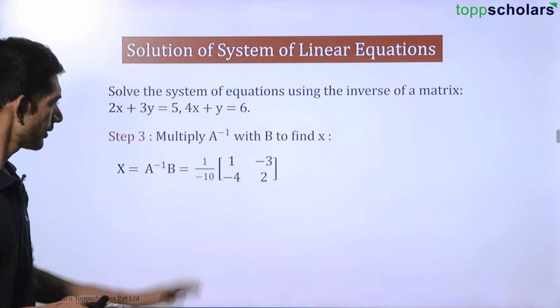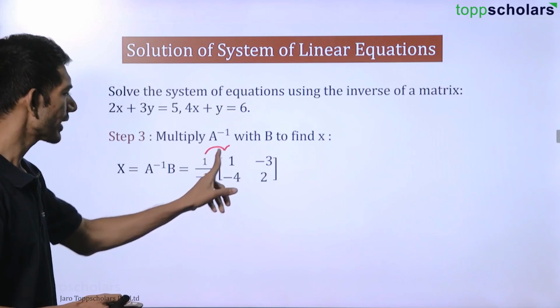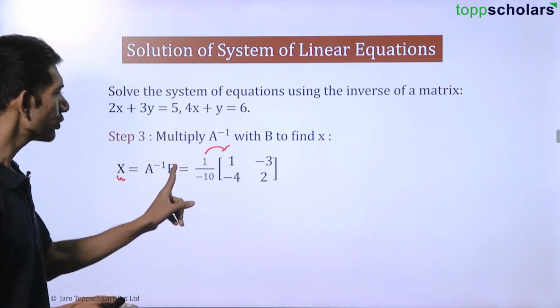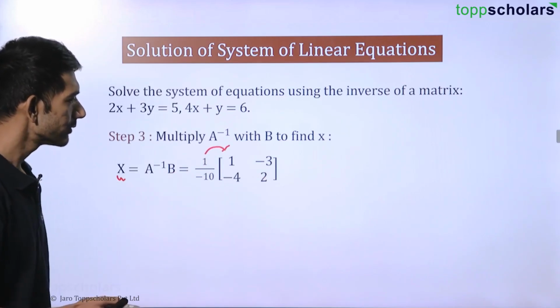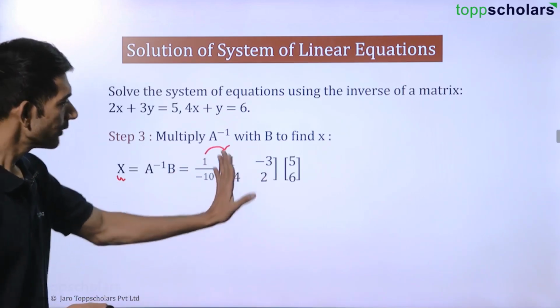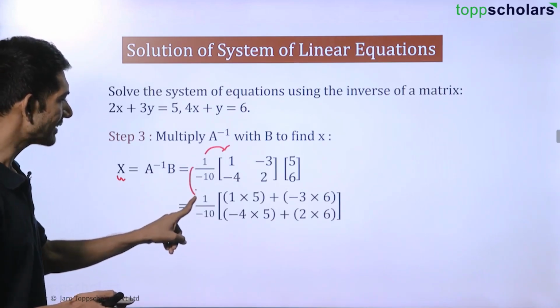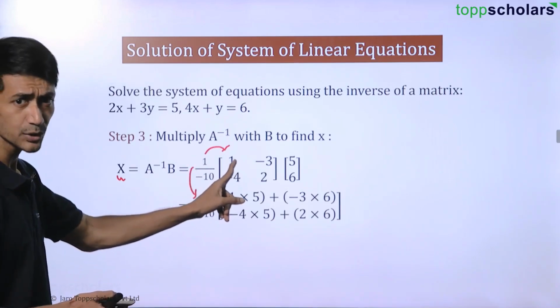Correct? Obviously, you can multiply it here or you can keep it like this only. And then to get x, you need A inverse into B. B you need there, so let us take B as well. Now you multiply these matrices. Keep 1 by minus 10 as it is, or else if you want to multiply here first, you do that.